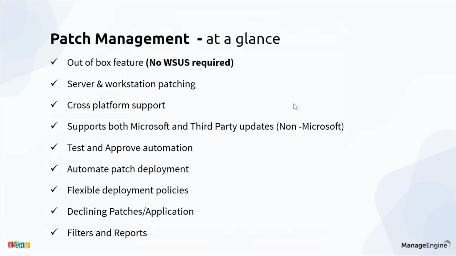So with that, we've covered the working of the patch management module. Let's quickly summarize the capabilities. So we know that it is independent of WSUS. It extends cross-platform support and can be used to patch OS as well as third-party updates. We can leverage various features like test and approve, APD, and flexible deployment to suit your organization's requirements. You also have the option to decline patches. So this is something that I'll be discussing in detail in the upcoming slides. The option to decline patches to a group of computers.